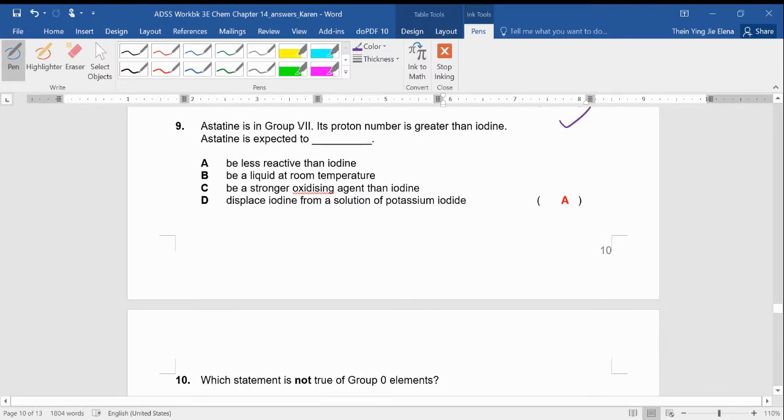Astatine is in group 7. Okay, so astatine is actually quite low in group 7. Its proton number is greater than iodine. So iodine is probably here, astatine is below. Let me just draw it properly. Iodine, if it's here, astatine is probably below.